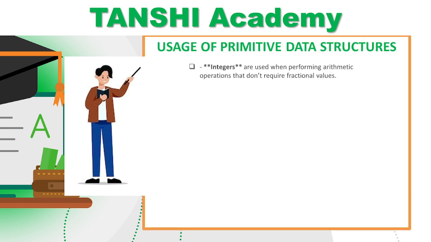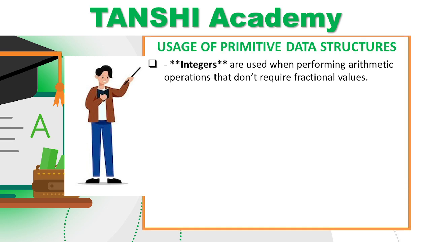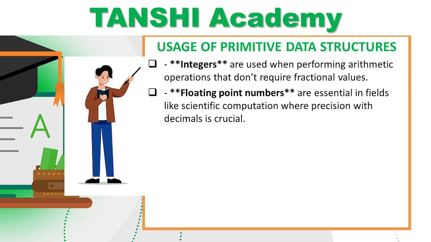Okay, now usage of primitive data structures. Where are they used? Integers. Integers are used when performing arithmetic operations that don't require fractional values. For example, addition, multiplication, subtraction. Okay, we can use integers. So integers are used when you want to perform arithmetic operations. The next form of data structure, floating point numbers. Let's look at where floating point numbers are used.